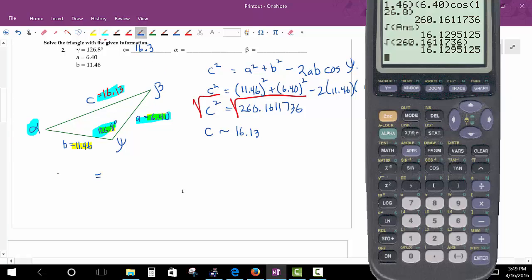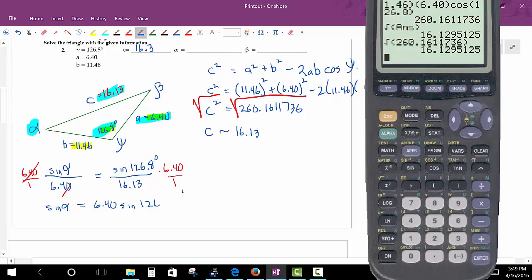So I'm going to put my unknown alpha in the upper left-hand corner. So I'm going to say sine alpha over the length of its opposite side is equal to the other angle I know, the sine of 126.8 degrees, over the length of the side opposite. Okay, then I can solve this. So I'm going to multiply both sides by 6.40. When I do that, that will cancel that out, and that is going to leave me with sine of alpha equals 6.40 times the sine of 126.8 degrees, all over 16.13.